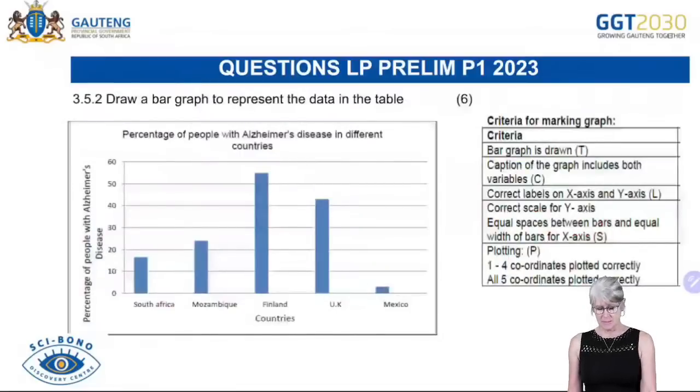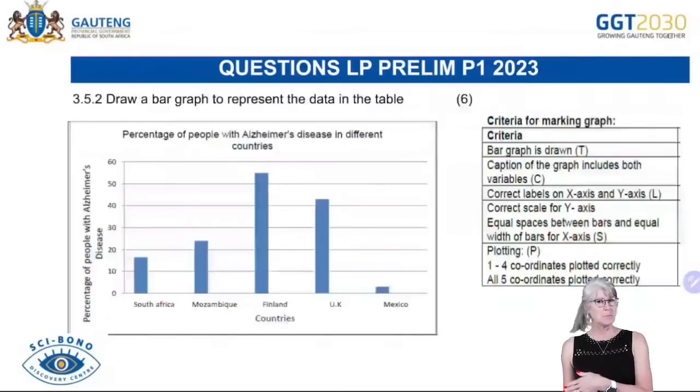Okay, so here they get to the nitty-gritties, and we especially put this question in because they've asked us to draw a graph. And remember, in life sciences, both paper 1 and paper 2, there are certain aspects or certain questions where we can get easy marks. All right, and this is one of them. So we're not sure whether the graph will be in paper 1 or paper 2, but we need to be prepared for it to be in either of the papers.